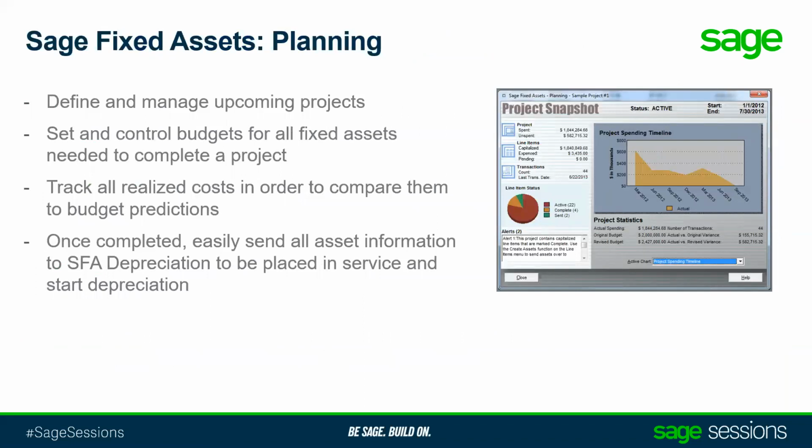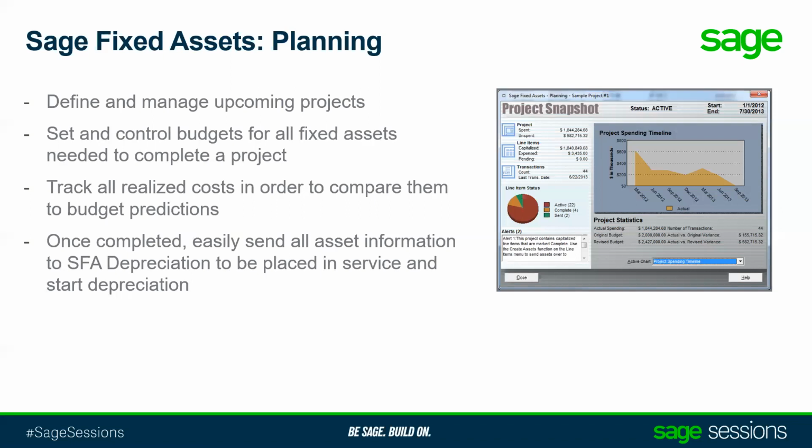So let's take a deeper look at the planning module. How this module would work, you would be able to define and manage any type of upcoming projects you have. You can set and control budgets for those projects. So for example, you can start off with an original budget of some amount, and as you're going through that project, let's say you have cost increases or revised estimates, you can maintain that original budget while creating a revised budget and actually measure your spend against both sets of numbers and do reporting against both sets of numbers.